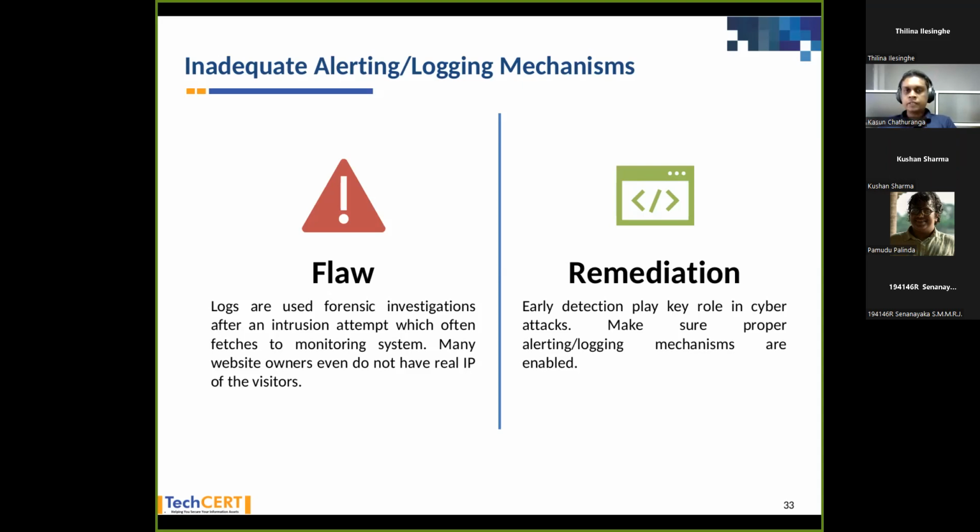And in some cases, we have found that attackers get in and just delete the logs. So other than the alert, you need to keep logs secure, for the time period which may be required as per the organizational requirement.